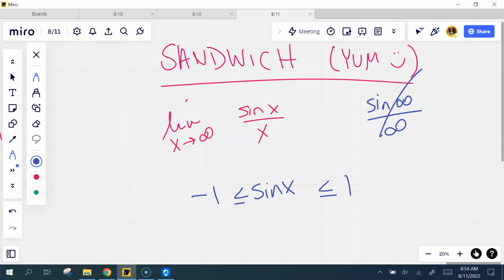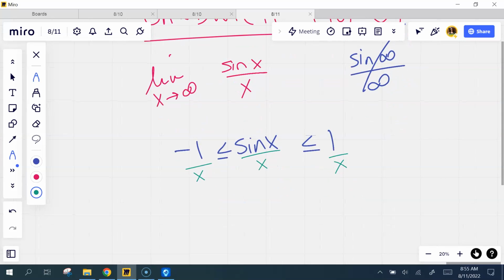So now, essentially what I'm going to do is divide everybody by x. So sine x over x should fall between that reciprocal function and the reflection of that. Okay, I'm going to cut it off. Agree or disagree? Thank you, Henry. Agree. I agree too.